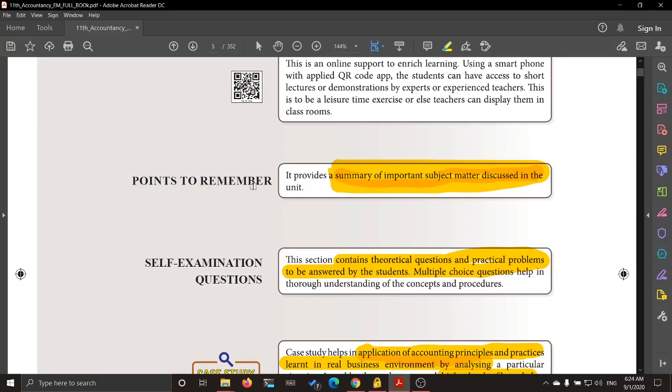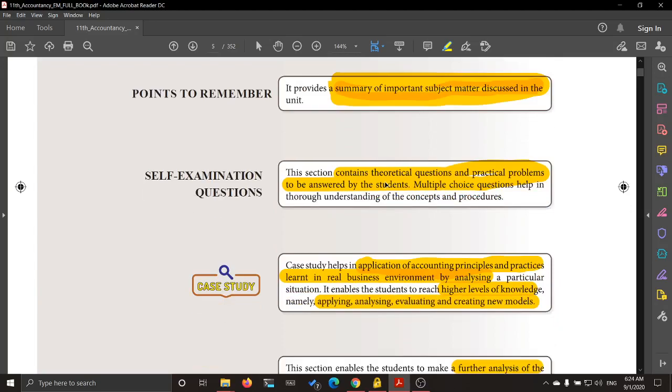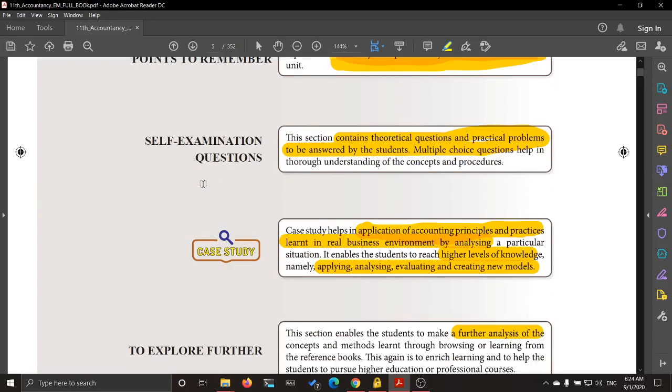Now this is a summary of that lesson. Whatever was discussed or taught to you in that particular unit is recalled in the form of a summary of important matters. Then you have self-examination questions. Here it contains some theory questions as well as some exercise sums as well as multiple choice questions. This will help you to understand the concepts and procedures whatever you have learned.